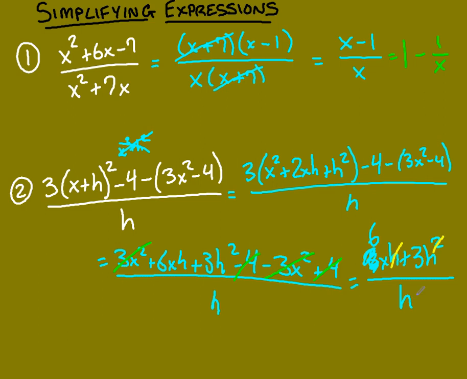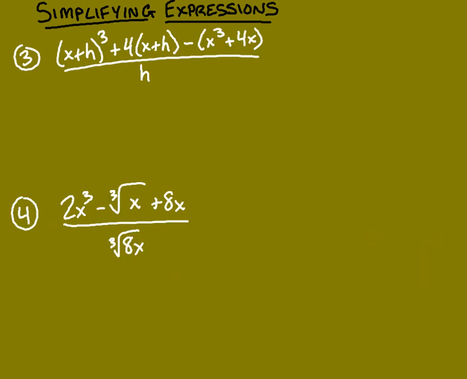That means I can get rid of an h everywhere, both on the top and the bottom. So that leaves me with 6x plus 3h, and that is your fully simplified answer. All right, let's look at another problem very similar to that.